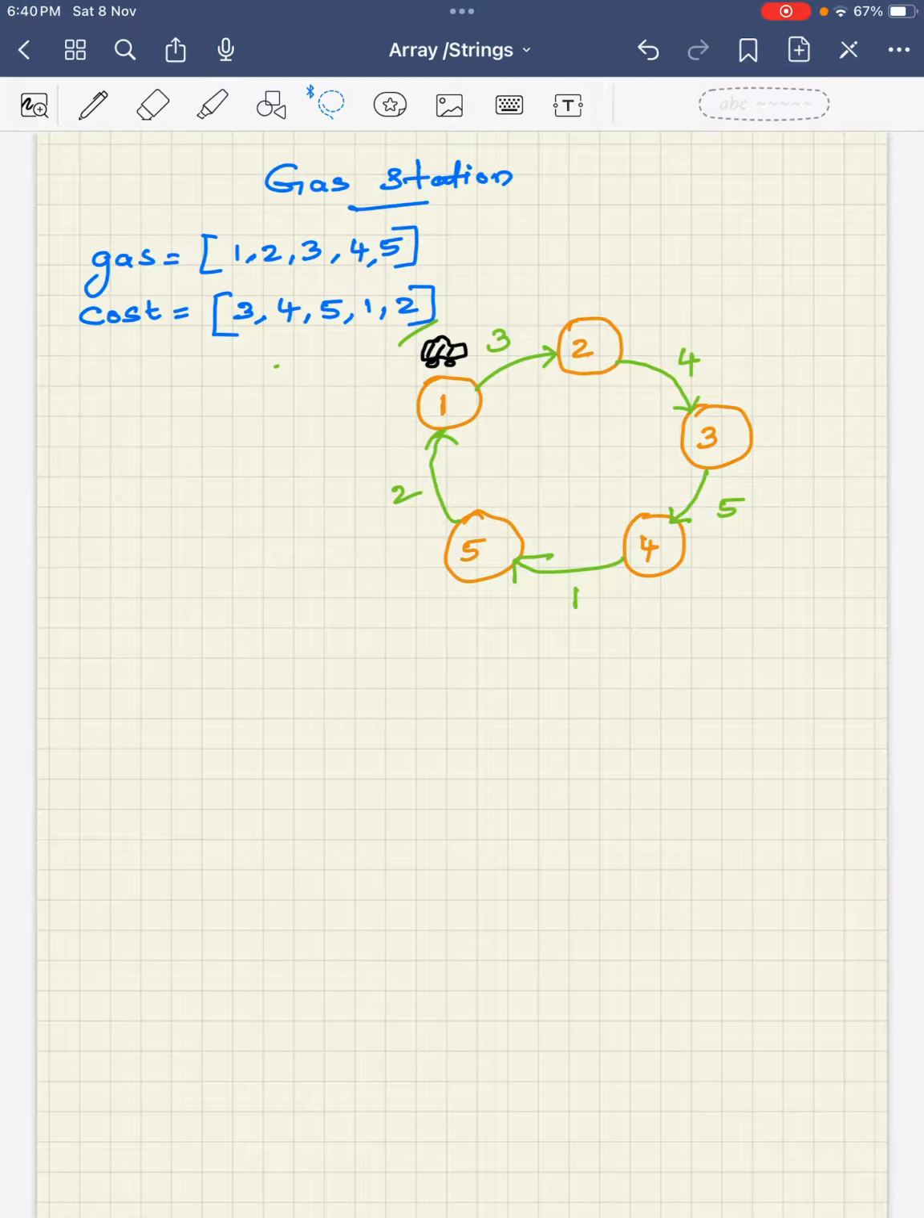What you want to return is that if you start from any gas station, you have to check whether it is possible or not. If it's possible, you have to return the index of that particular gas station. And if no such solution exists, you have to return -1. So we can try to see how we can arrive at this solution.